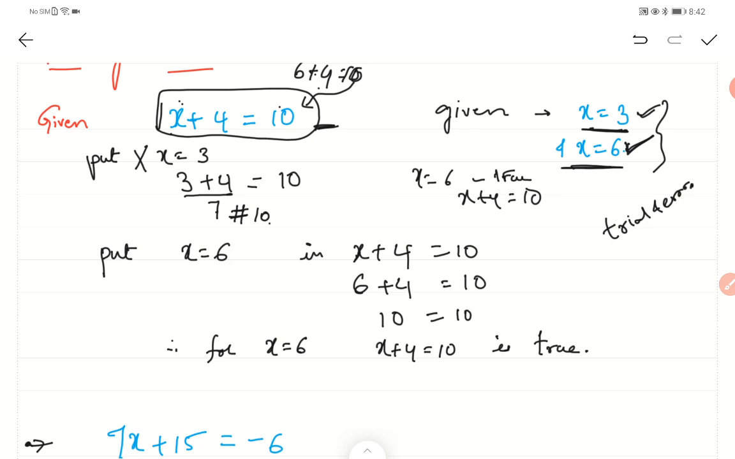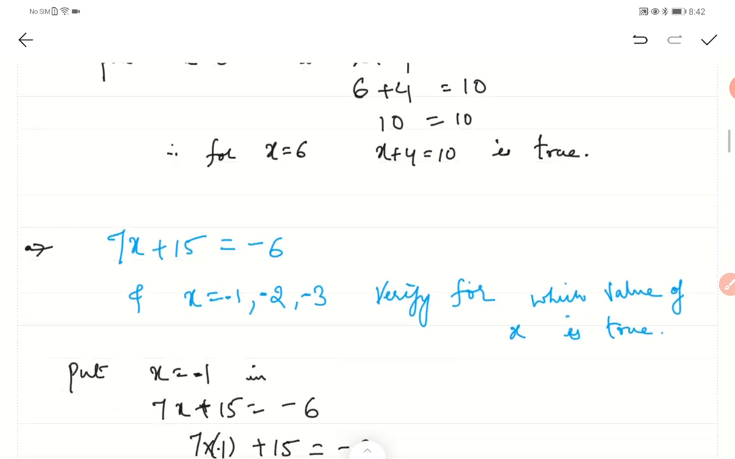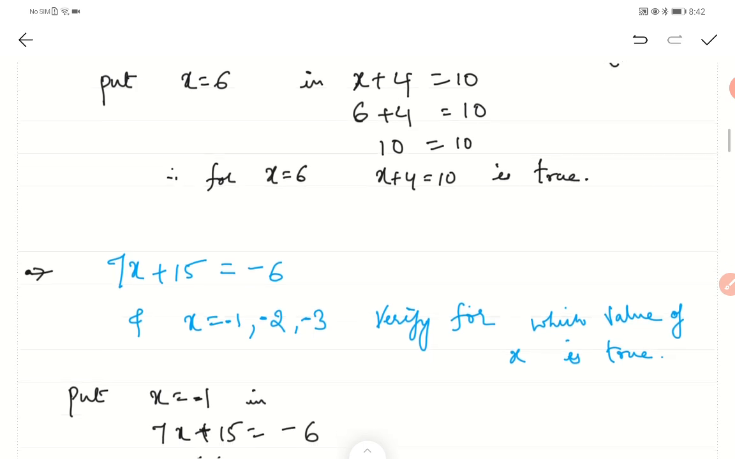Okay, that means you will take different values for x and try to find out for which value of x it is true. Sometimes you need to just put the values which will be given in the question itself. Let me take one more example for putting of values.